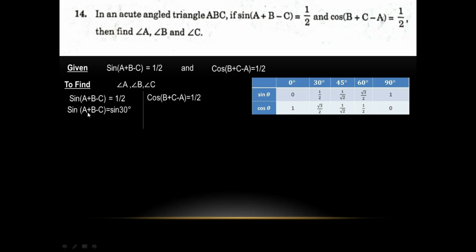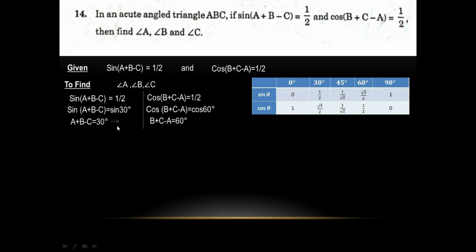See, sine (A plus B minus C) is equal to sine 30. So we cancel this sine and this sine, and then we are left with A plus B minus C is equal to 30 degrees. Then the same with cos also. Here we have cos 60 as 1 by 2. So we are substituting 1 by 2 as cos 60 here. So we get B plus C minus A is equal to 60 degrees.